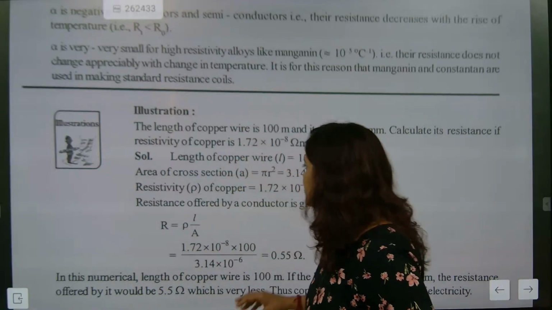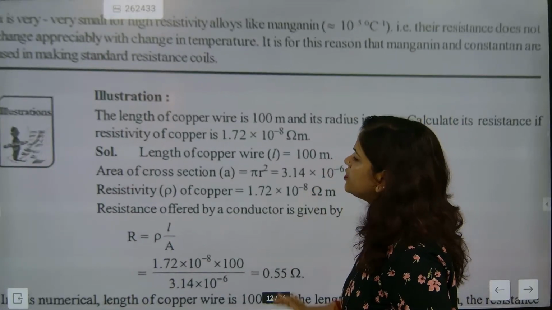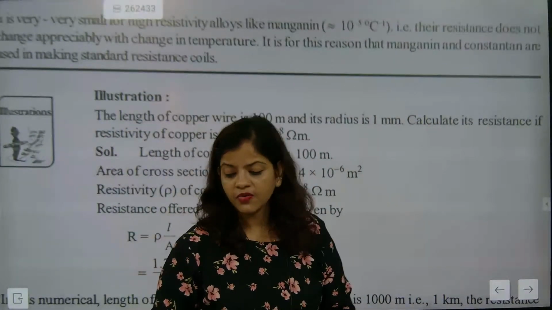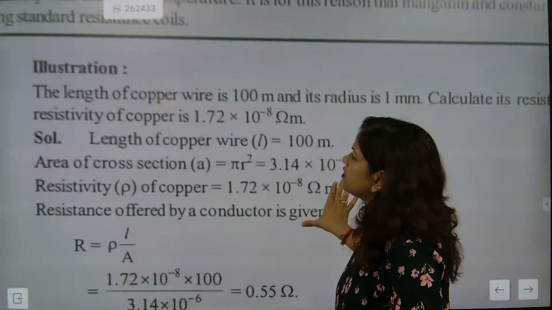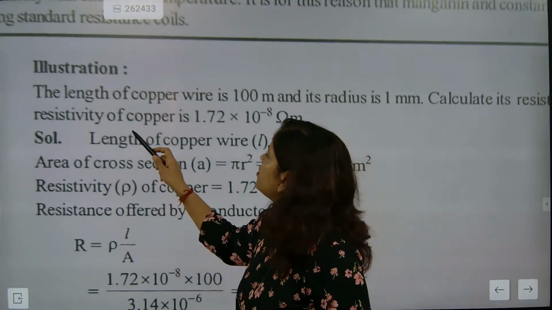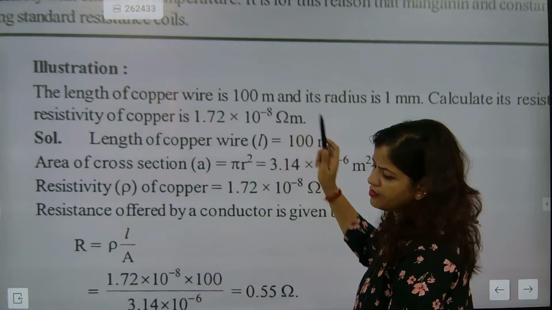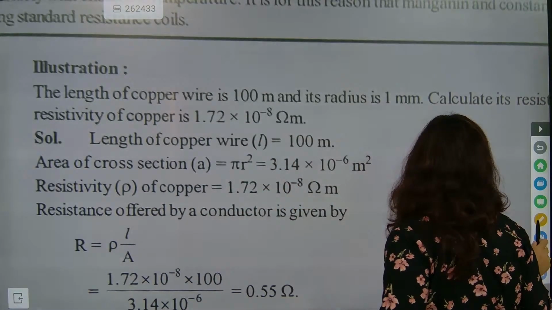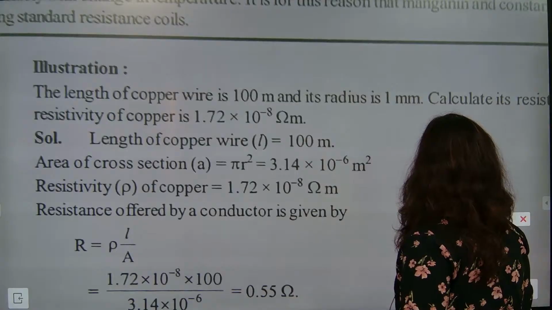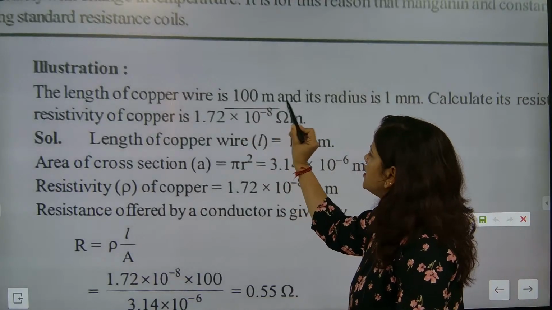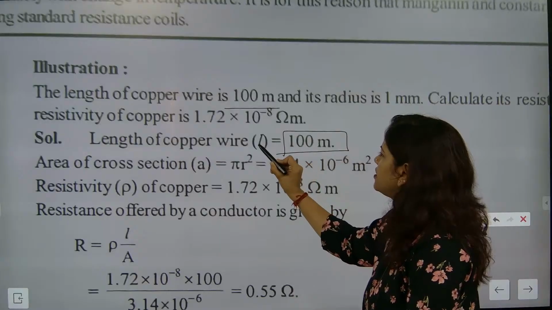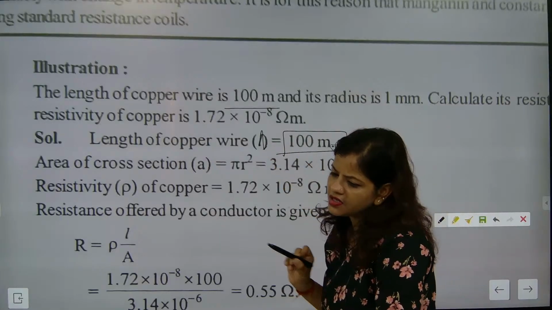Okay. So now one question is given to you. See the question, because the question is with solution. So we will check the question and see how they have solved it. The length of a copper wire is 100 meter. So length is given. L is equal to 100 meter.